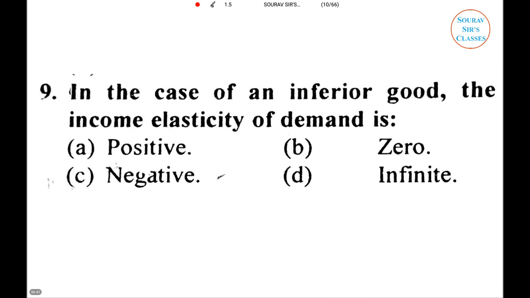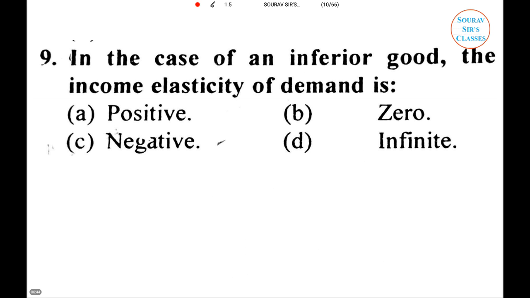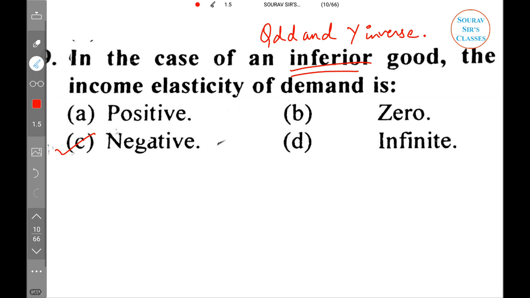Next. In the case of an inferior good, the income elasticity of demand is negative. Why? Because in the case of an inferior good, we actually get an inverse relation between demand for the inferior good and income. So the quantity demanded and income share an inverse relation. Okay, that's the very definition of an inferior good, and therefore option C will be correct.